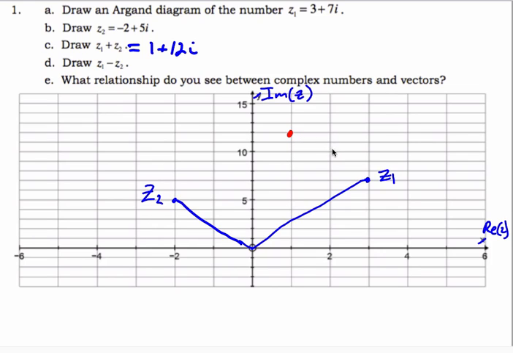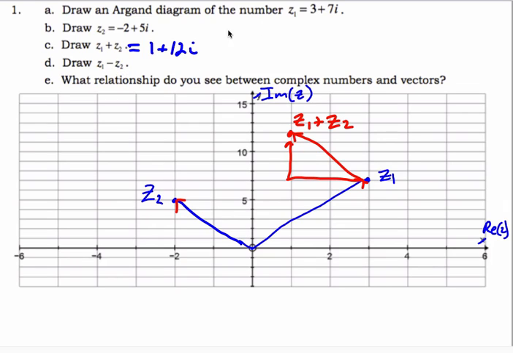Okay, now notice I can also treat these complex numbers like vectors. Okay, so this is the vector to z1, vector to z2. If I want to add these two vectors together, I can go from z1 and go the same direction. So this is left 2 up 5, so I can go left 2 up 5 from z1, and here I get z1 plus z2. Okay, so you can figure it out graphically or algebraically.